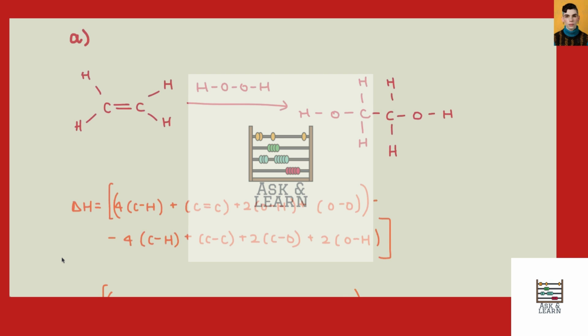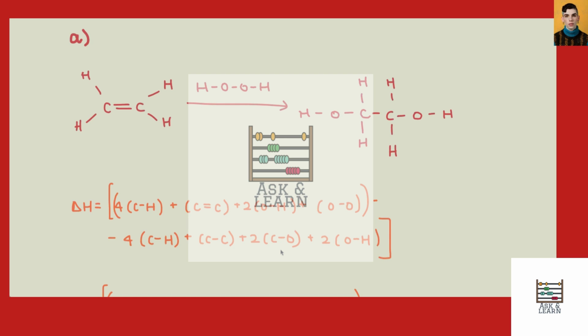We have to use our knowledge of these bonds. So remember, it's the bonds broken minus the bonds that are formed. So our enthalpy would be 4 times the CH bond plus the carbon double bond plus 2 times our OH bond plus our oxygen-oxygen bond. We'll subtract our bonds formed, so we'll subtract 4 times our CH bond plus our carbon-carbon bond. Remember now this is just a single bond, plus 2 times a carbon-oxygen bond plus 2 times a hydrogen-oxygen bond.